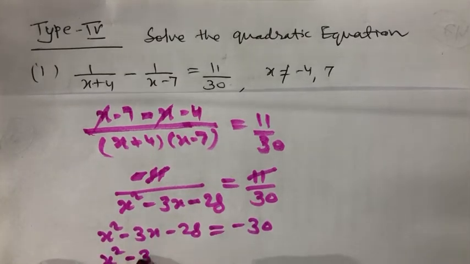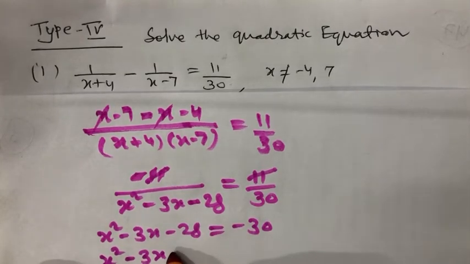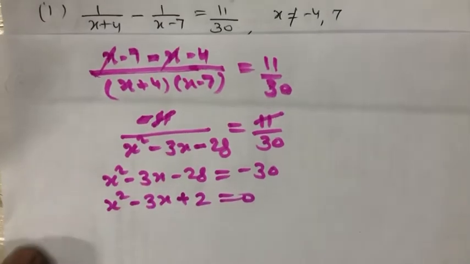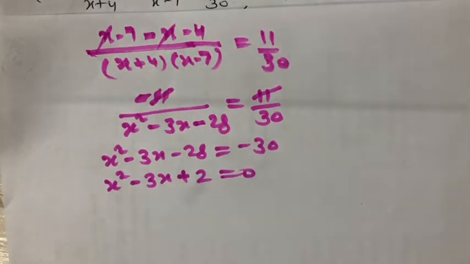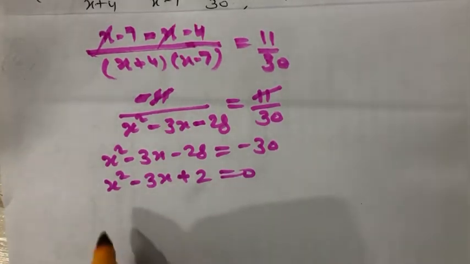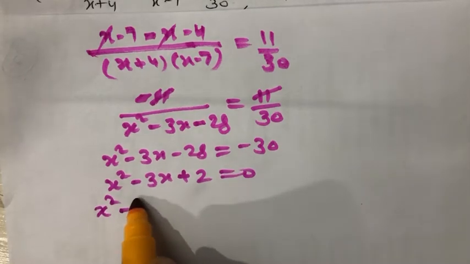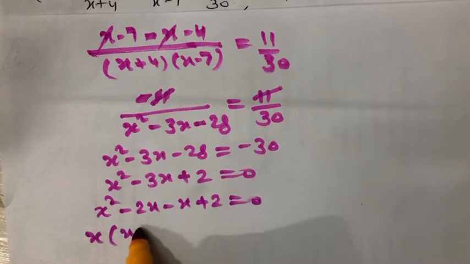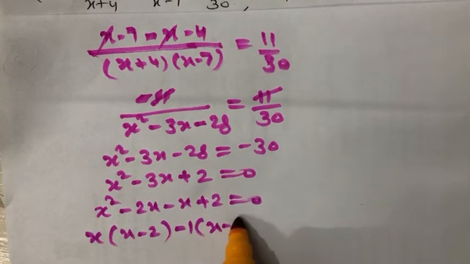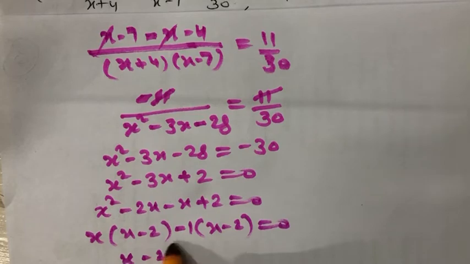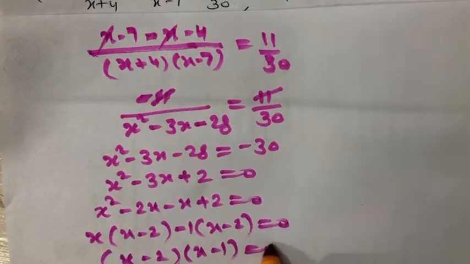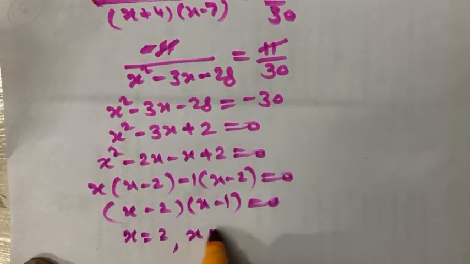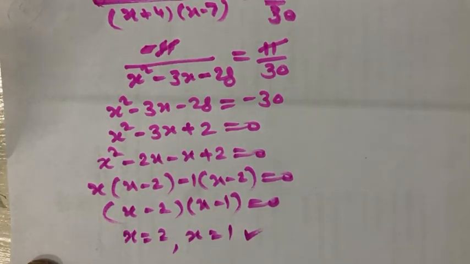x square minus 3x minus 30 comes to this side, it becomes only 2. Standard form of the quadratic equation. Now how to solve? By factorization method, you know very well. So x square minus 2x minus x plus 2 equals 0. Taking x common, x minus 2, minus 1 common, x minus 2, and hence x minus 2 and x minus 1 equals 0. Hence x equals 2 or x equals 1 are the two roots.